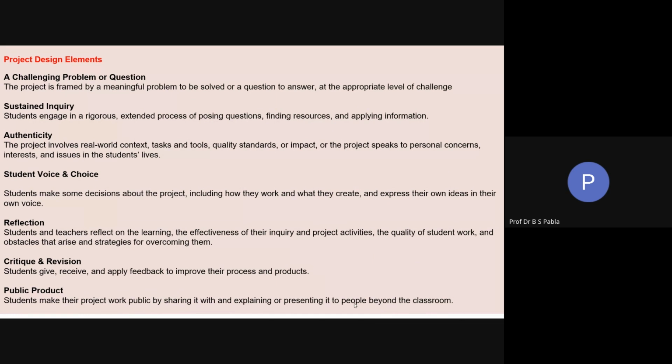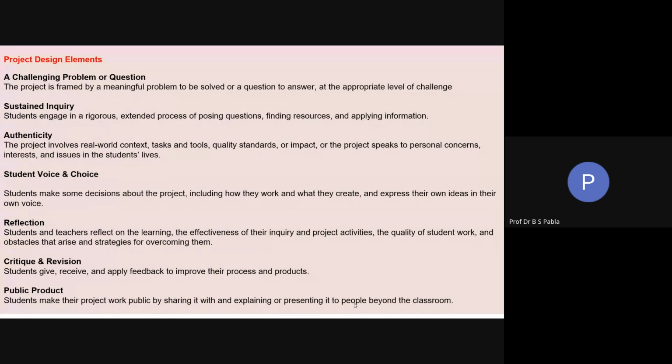Student voice and choice. Students have the choice. The decision is based on discussion with the students. It is not a forced question. It is not a forced project. Students make some decisions about the project, including how they will work and what they create, and express their own ideas in their own voice. Reflection. Students will reflect. I have talked to you about what reflection is.